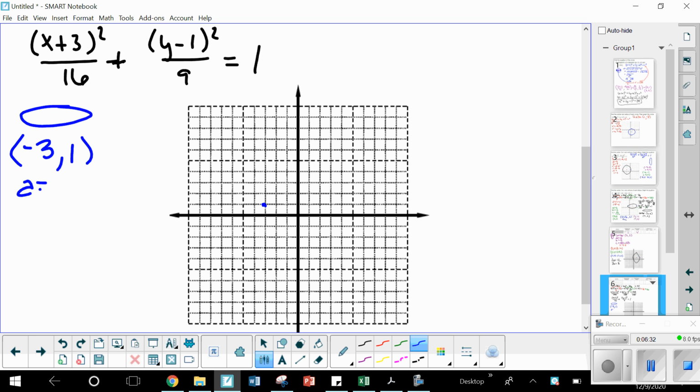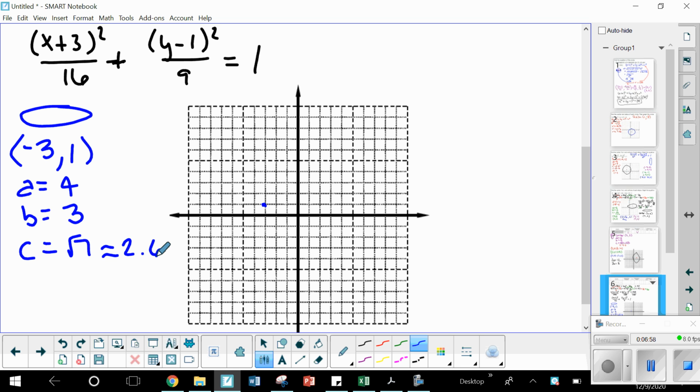A is the square root of 16, so we got 4. B is the square root of 9, which is 3. And for the ellipses, we take a squared minus b squared. So 16 minus 9, and then square root that. We should get the square root of 7. And since we are getting ready to graph this, if you wanted to plan ahead a little bit and get the decimal, it's about 2.6.